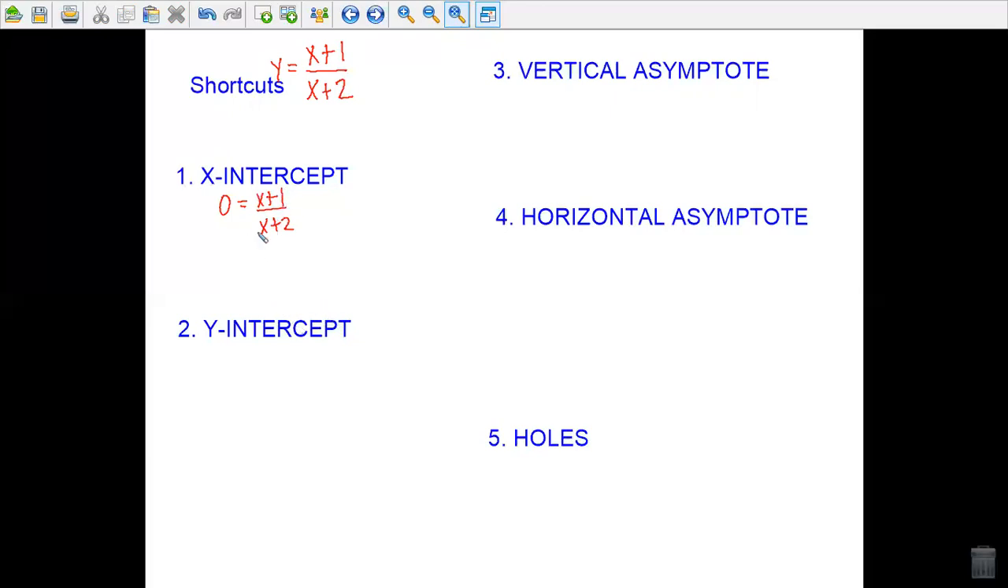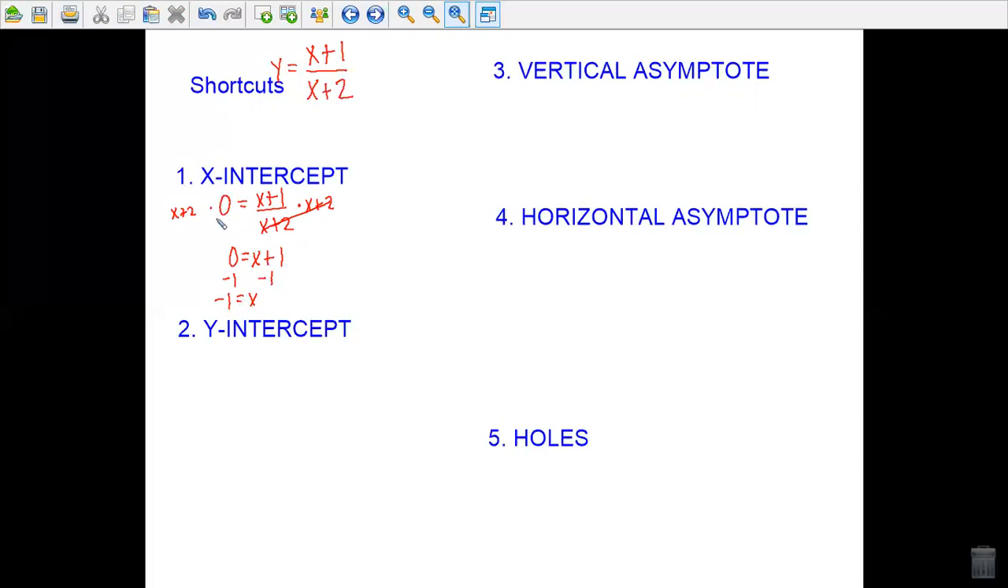So for my x-intercept, I'm going to plug in 0 for y. You can never solve for x if it's in the denominator. So the first thing we have to do is multiply by that entire x plus 2 to get it out of the denominator. But if I take anything times 0, my answer is 0. So this goes away altogether, and I'm left with 0 equals x plus 1. Then if I solve for x, I subtract 1, and we get x equals -1. So for this example, my x-intercept is at (-1, 0).